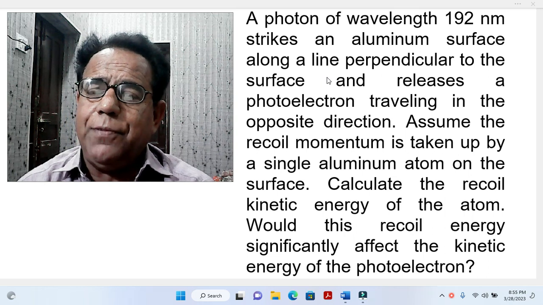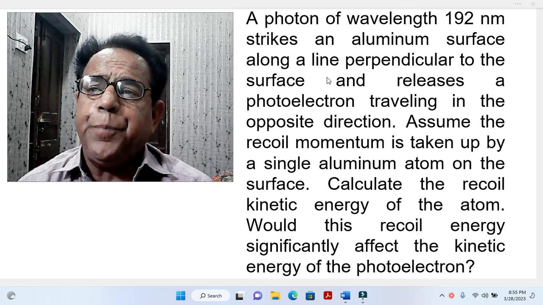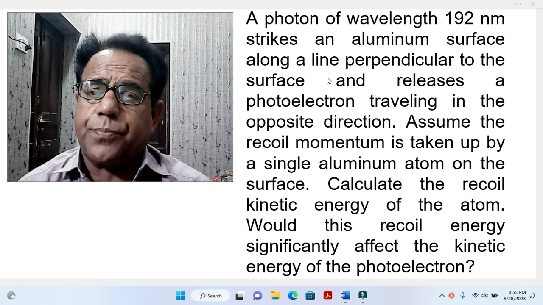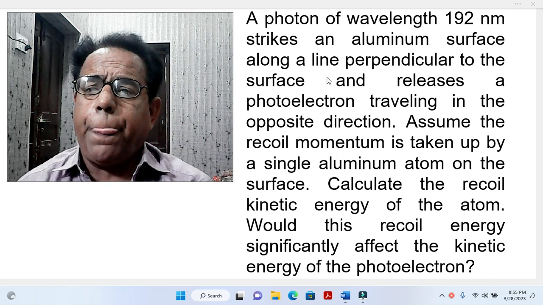Problem once again having been chosen from the same book, Modern Physics by Kenneth S. Crane. As usual, we first come to its statement.